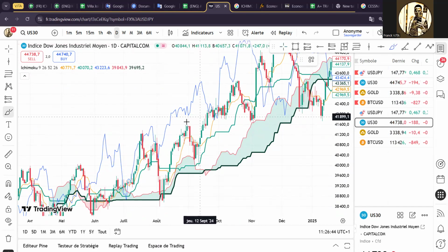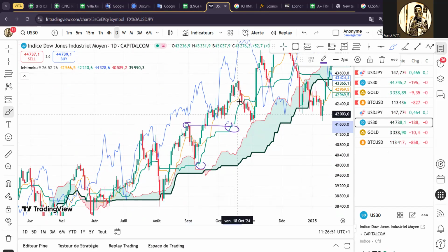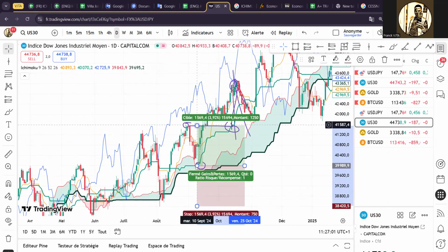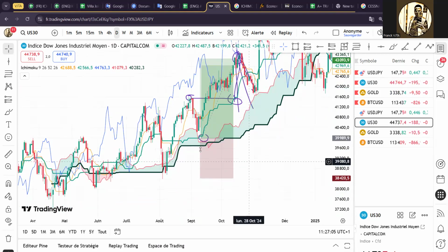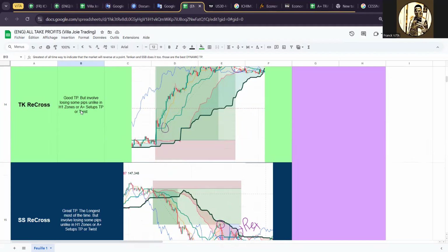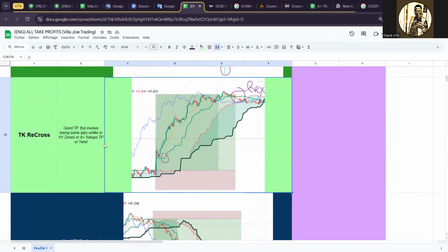Let us look at this one. You bought here. When Kijun arrived exactly at this resistance level, what do you see the candle did? A retracement. So you could have been buying here and waiting till Kijun arrives at the same point as the left resistance. So that's it.